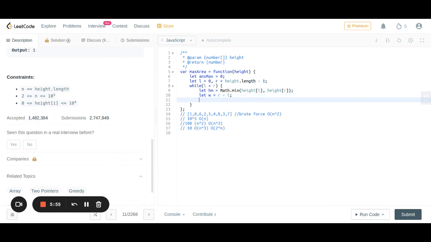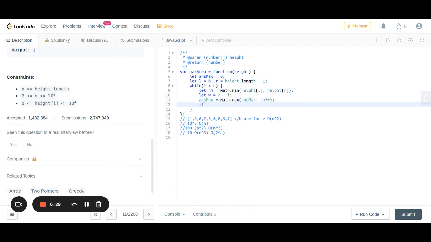It doesn't matter whether it is pointer or length, we only need the difference. Now for the answer max, we are going to update it with Math.max. This could be a possible answer. The answer max will be the default, and if we have a better answer, minimum height times width, this will be the area, height into width.